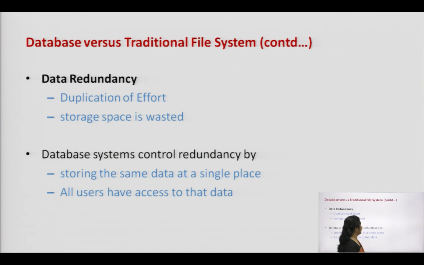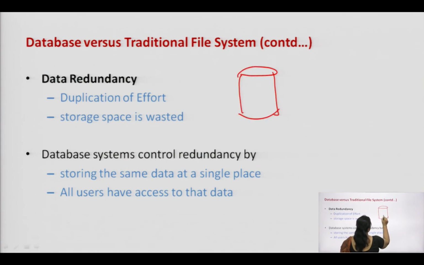Whereas, we already know that in a database system, we have a central pool of data where all the data is stored, and this data is used by all the users of the system irrespective of where they are. So, that means the same data is used by all the users, and they need not create their own data files. So, we say that the database system is able to control the redundancy by storing the same data at a single place, and all the users have access to that data. So, as compared to the traditional file system, there is no duplication of effort and no storage space is wasted.